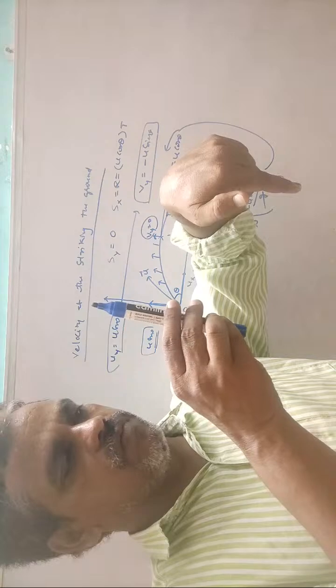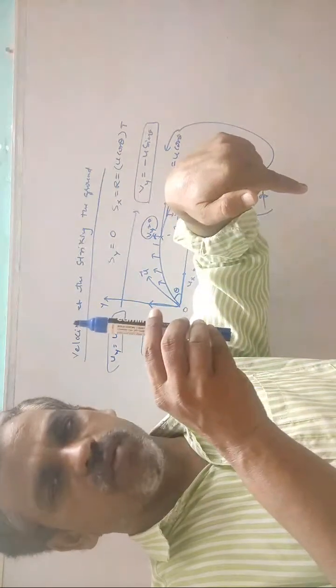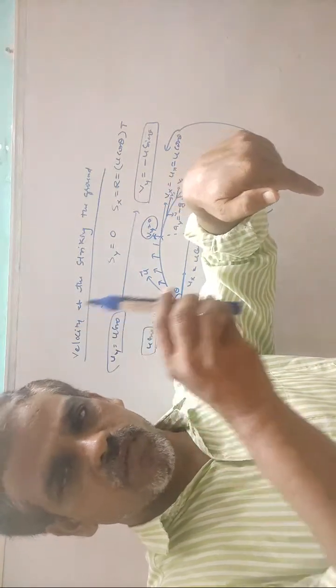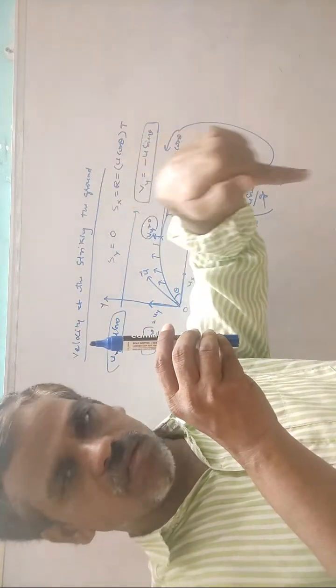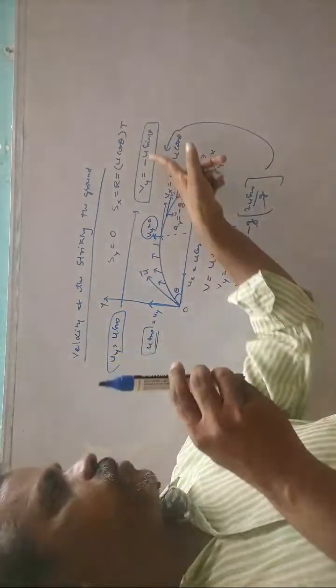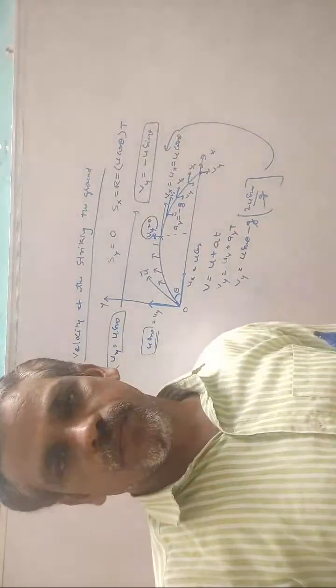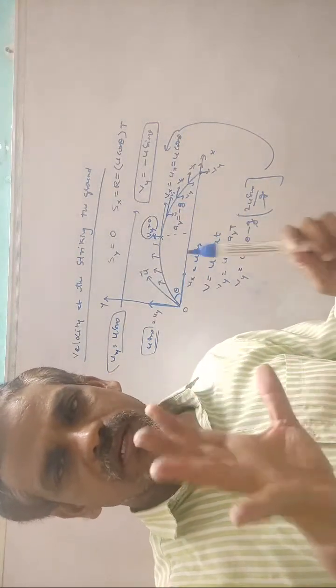See, the initial vertical component of an obliquely projected body is u sin theta in the upward direction. When the body is striking the ground, the velocity direction is opposite. That's why Vy equal to minus u sin theta we got. So I want to explain this in the picture clearly.